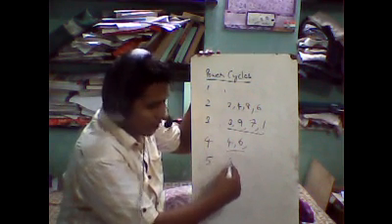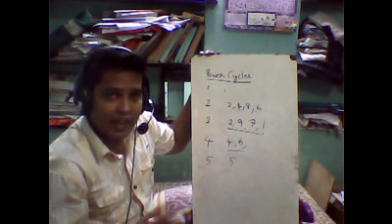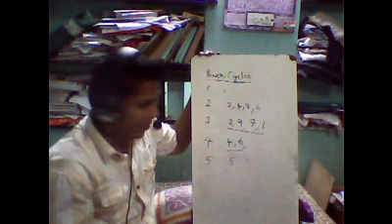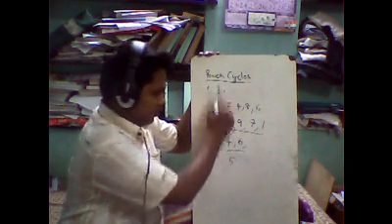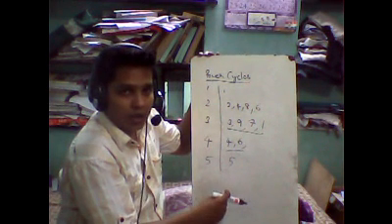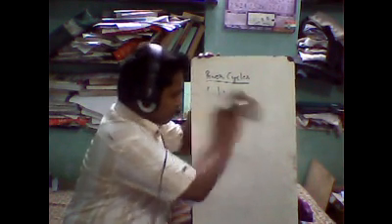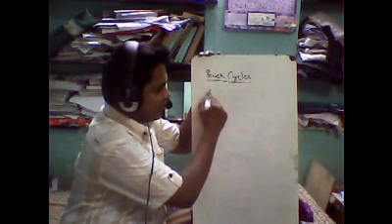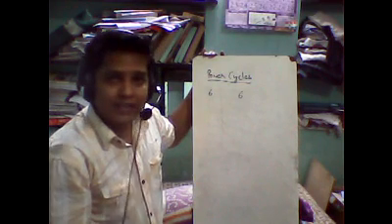Now let us look at 5. For 5, the power cycle is 5 only. If we multiply 5 any number of times, the last digit will always be 5. Please make a note of this. Okay. Now let us look at the power cycle of 6. The power cycle of 6 is 6 only, because if we raise 6 to any number, the last digit will always be 6.